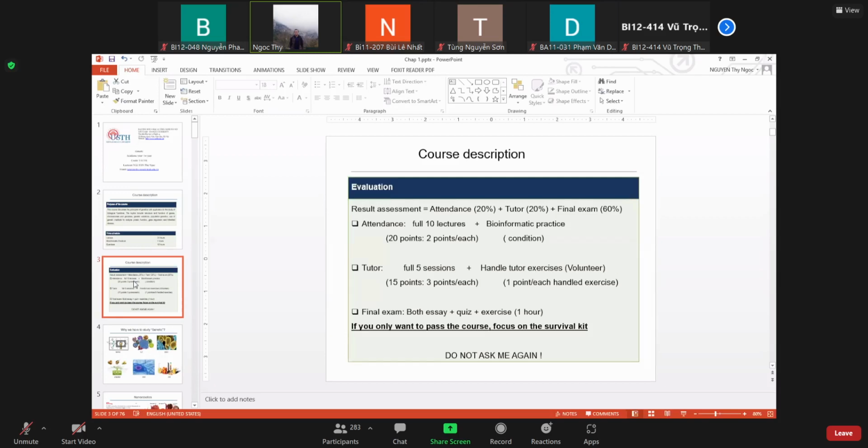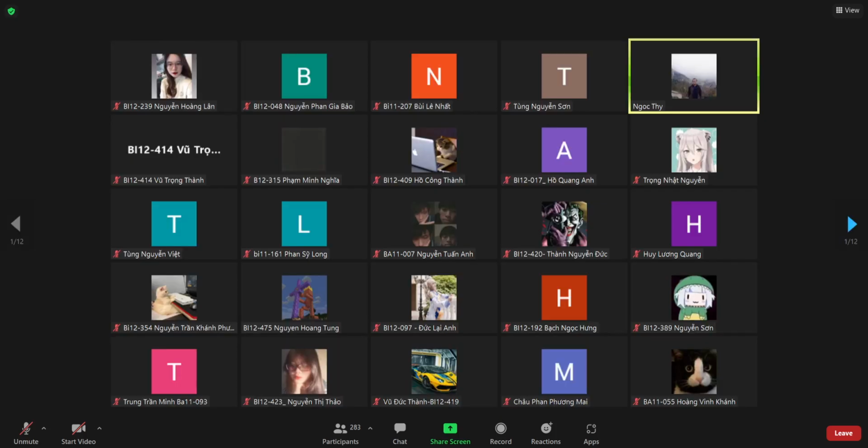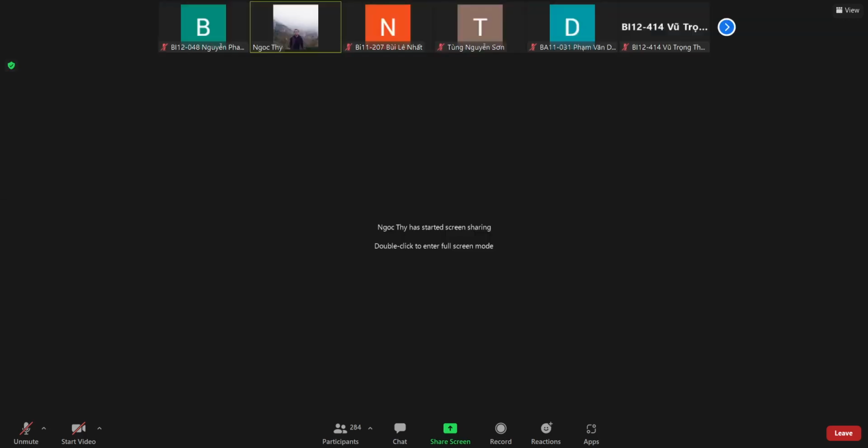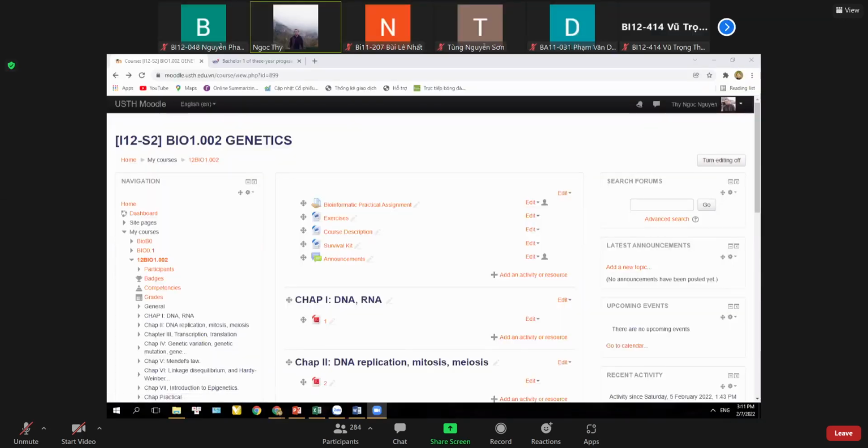We will also have a bioinformatics practical training. So, for example, wait for me. I guess that all of you understand how to use Moodle, right? All of you already have a Moodle account and know how to use it.